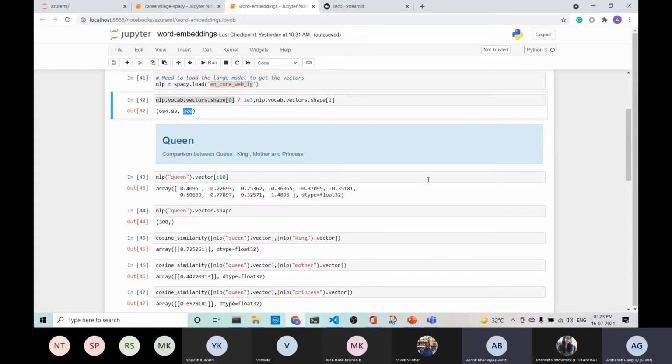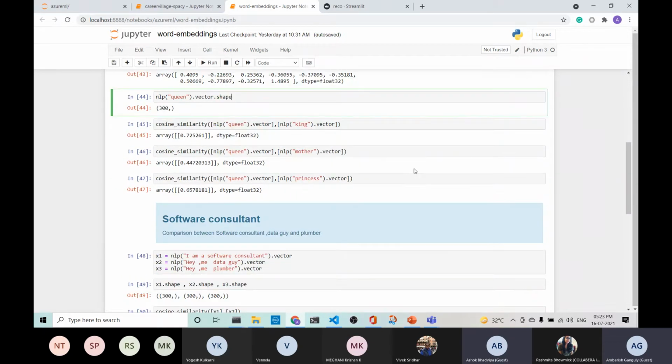Just as I was saying, let's make the vector for queen. It's very simple. I load it and then I do an NLP of queen. And I just want to show you, you can print out these 10 values. These are all pre-trained models. So the vector shape is 300 and then I play around with it.